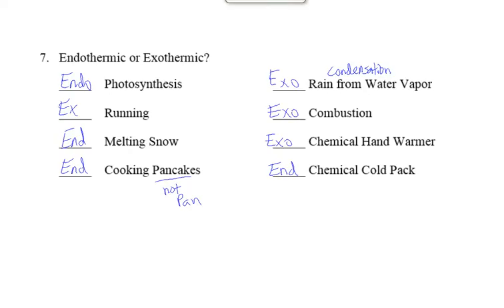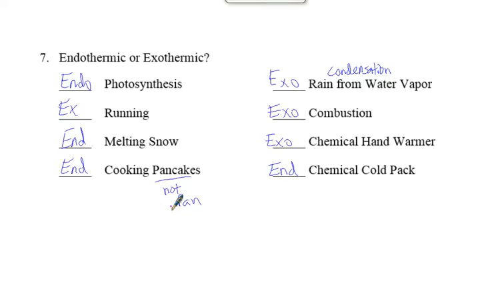Melting snow is endothermic. You're putting energy into the snow and it becomes a liquid. You're breaking bonds. It's melting. It's endo. Cooking pancakes. I had a couple people ask me questions about this. I'm not asking from the pan's perspective. I'm asking from the food's perspective. From the food's perspective, it's endothermic. You're putting heat into the food and changing it by heating it. So it's endothermic.